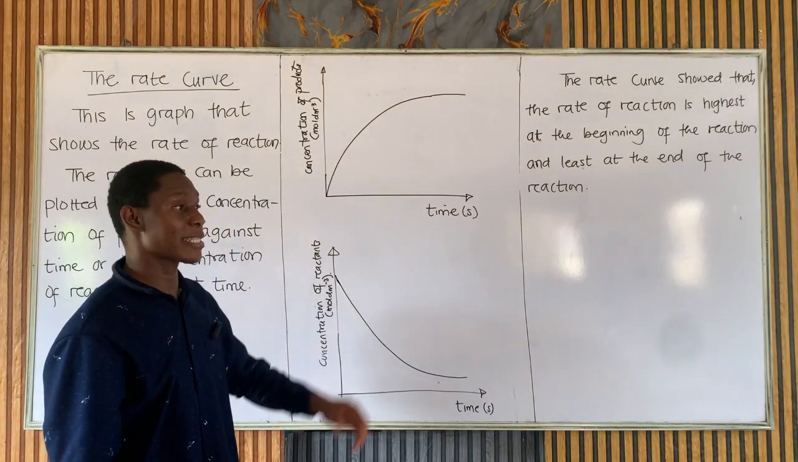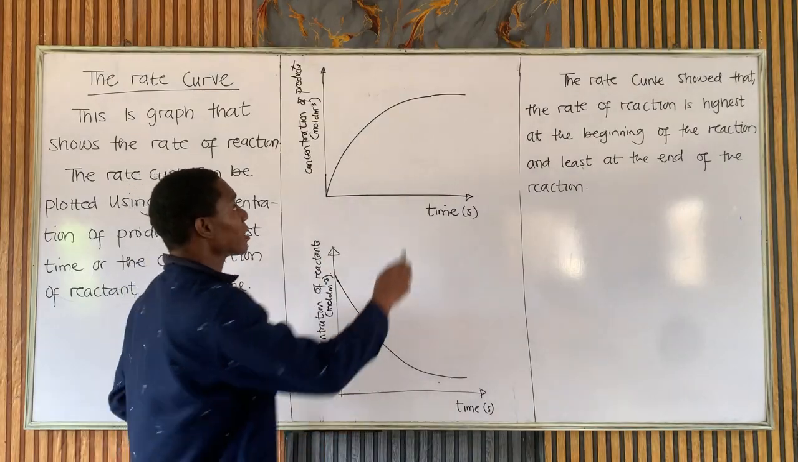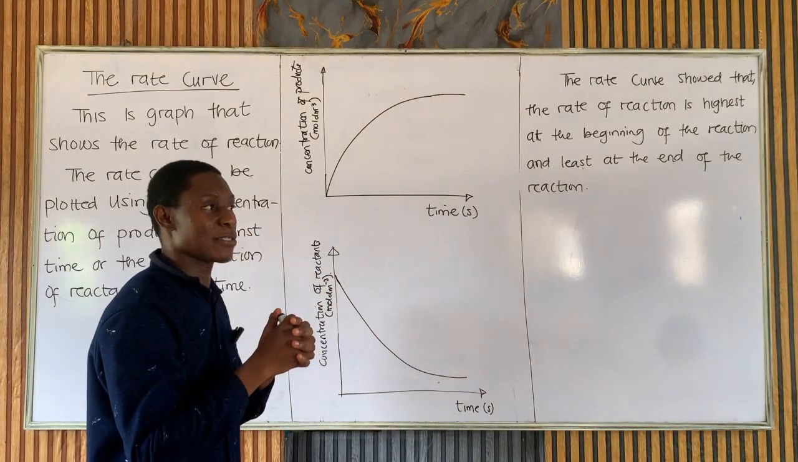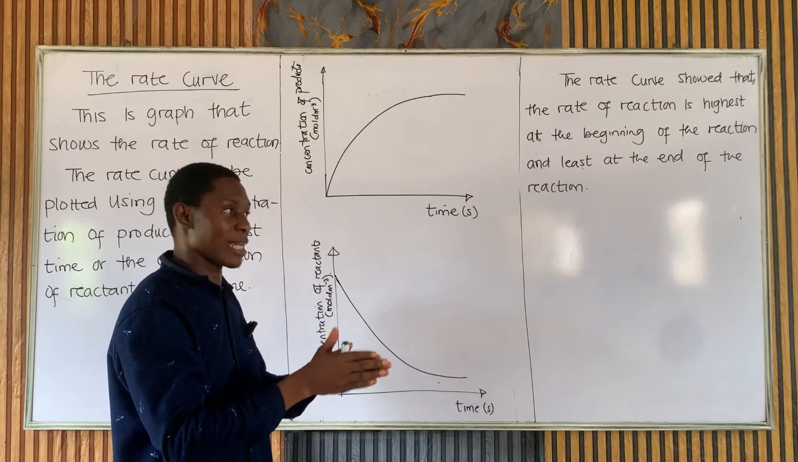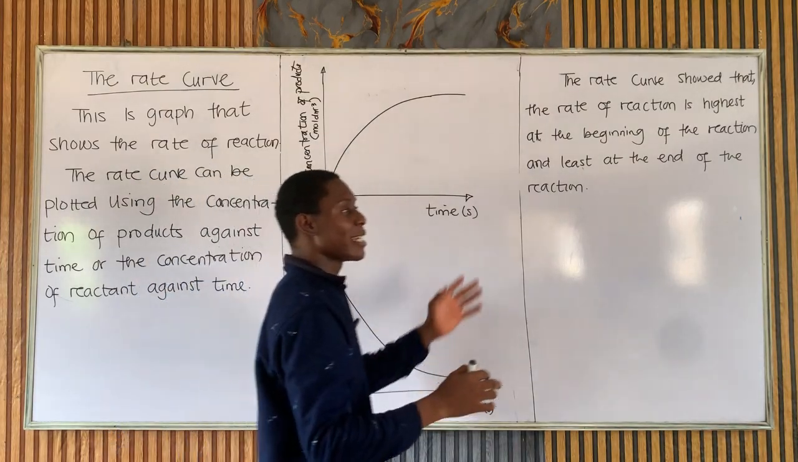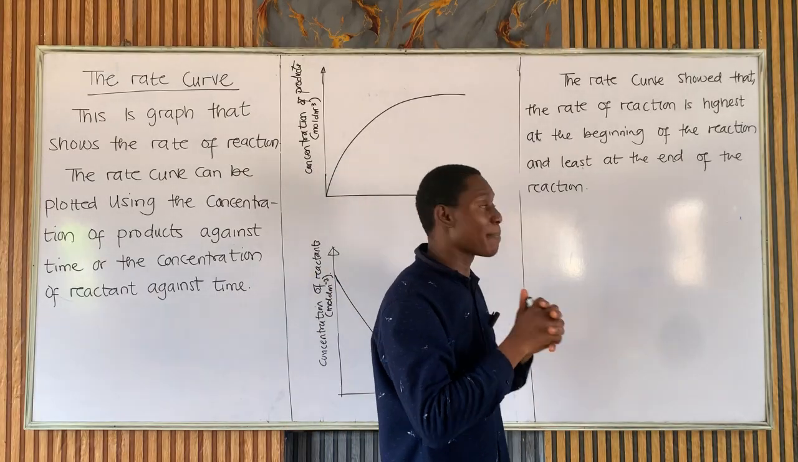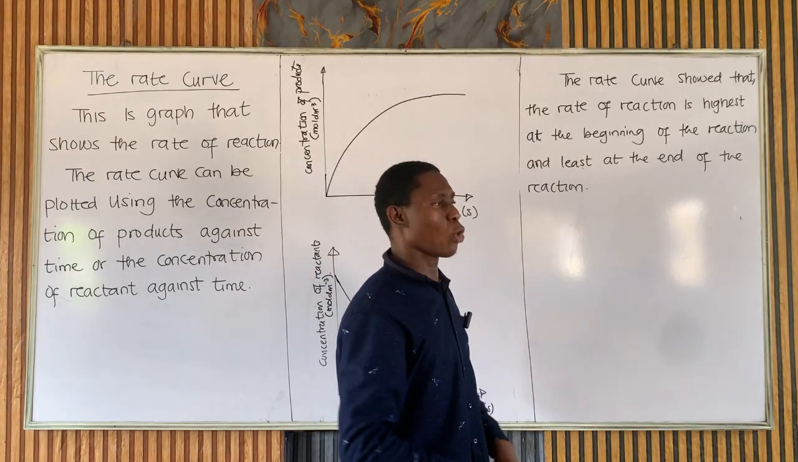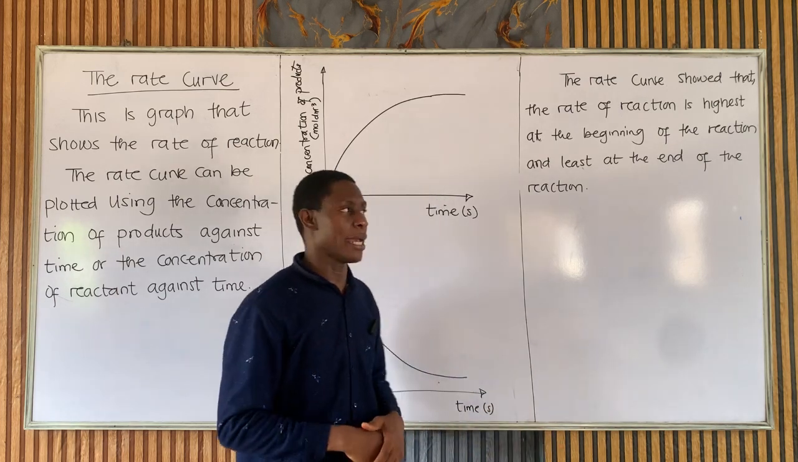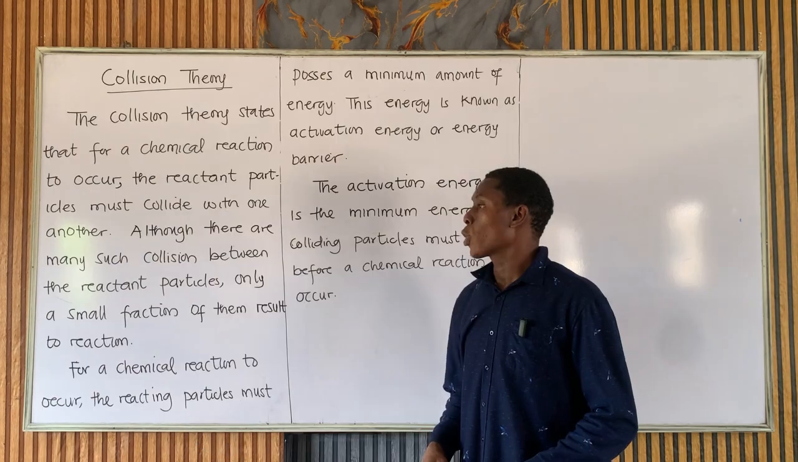That tells us that the rate curve simply shows that towards the end of the reaction, there's no increase or decrease in the rate of reaction. It almost gets to zero. But at the beginning, there's a huge change, telling us that the rate of reaction is fastest at the beginning of the reaction and slowest towards the end of the reaction.